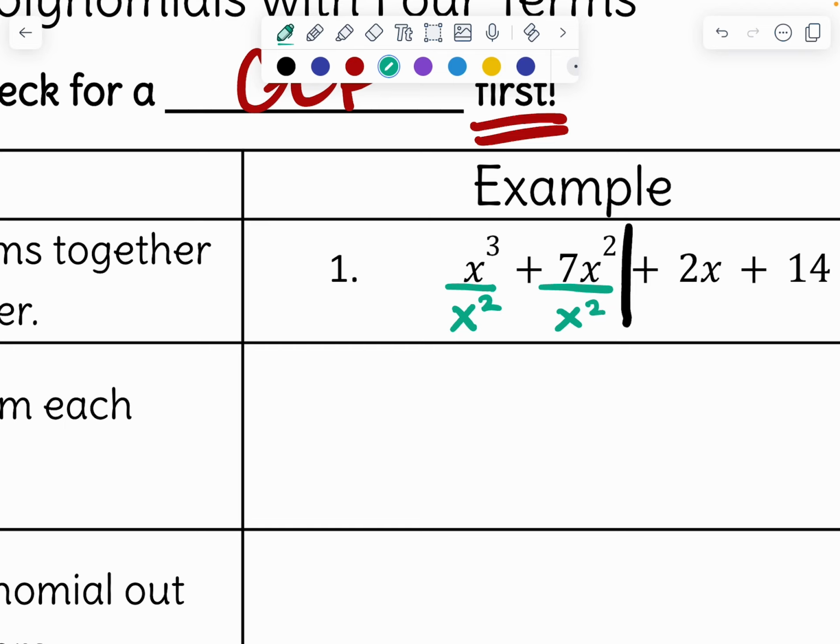So remember, when we factor that out, we're going to move it to the outside of parentheses and then divide. So what's left after we divide x cubed divided by x squared is just x. And then x squared divided by x squared cancels out. So we have just plus 7. I'm actually going to put this in a different color here. x plus 7.